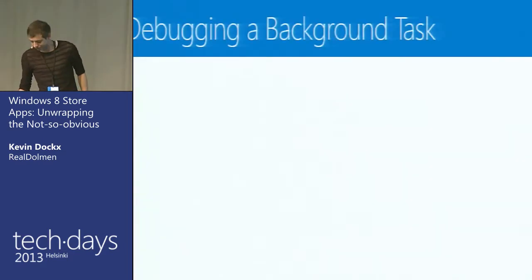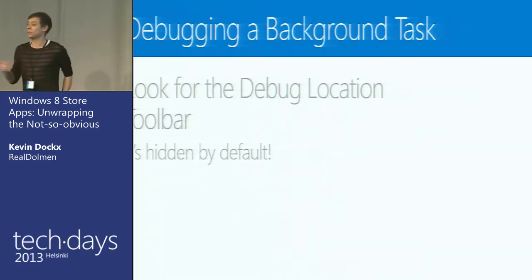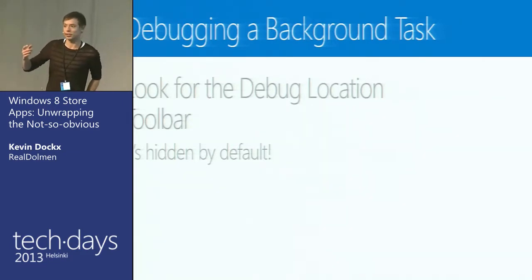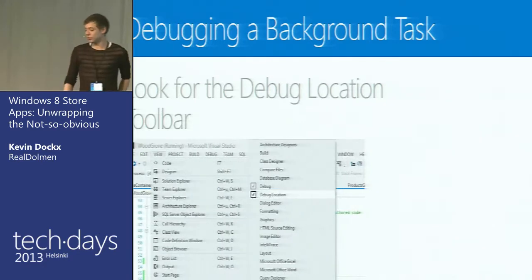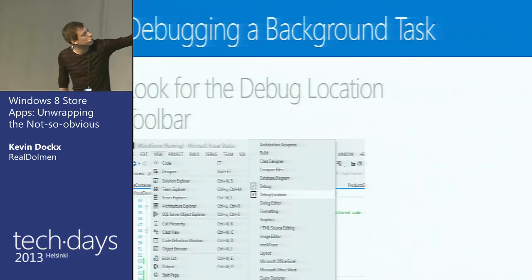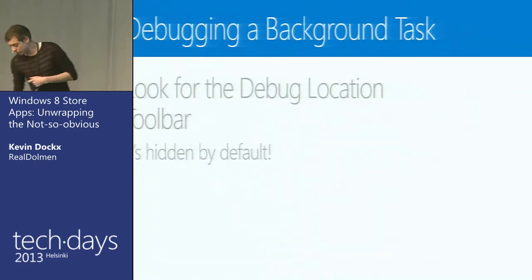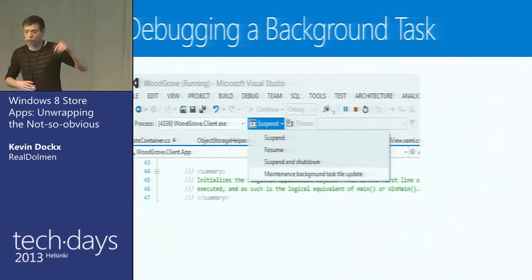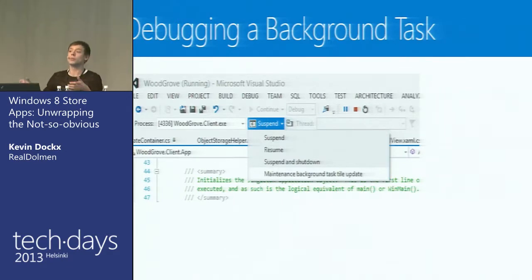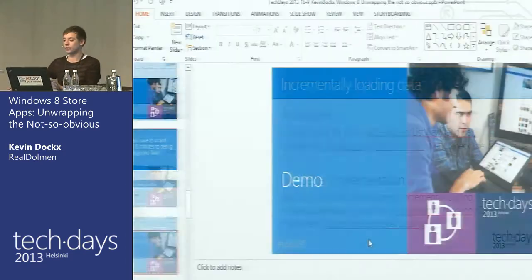Well, that's the question. Well, there's a debug location toolbar, but the problem is it's hidden by default. So if you're running Visual Studio for the first time, you won't see this one. So first thing you'll have to do, you'll have to enable it. Simply find it there, view and on debug location. And the nice thing is, once you have that toolbar, you will see your background tasks in that toolbar and you can just immediately start them without having to wait for some kind of trigger. That's the easiest way to debug a background task.